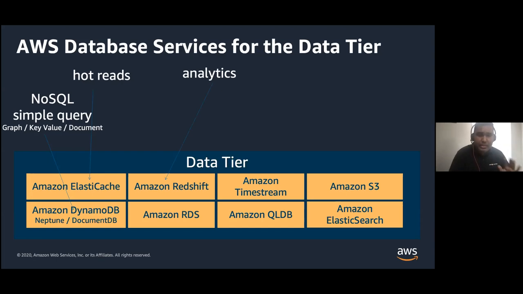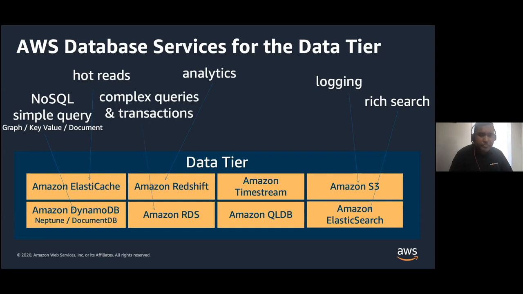For any sort of analytics in terms of data, we offer Amazon Redshift, right? For logging, Amazon S3, as you know, it's object storage, and you can put any sort of logs on Amazon S3. And for that, you don't need to really have a database, right? Any sort of rich search, you would be using the Amazon Elasticsearch Service.